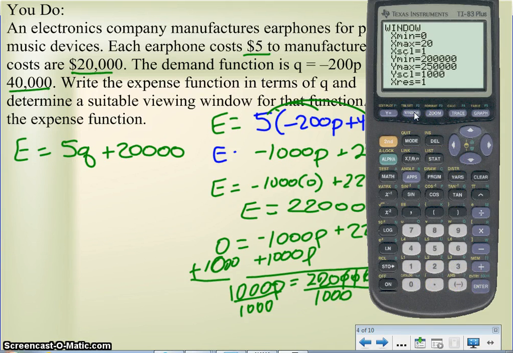We're going to set our window. And you can see I've already set it from 0 to 220, and then 200,000 to 250,000. And now let's graph it. Now looking at that, we're only seeing a portion of it. So let's change that graph from 0 to 20. And now we can see what the equation looks like.